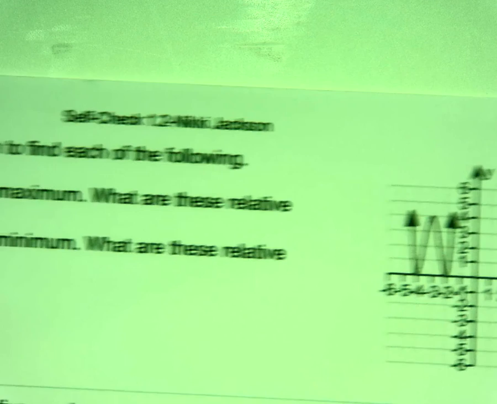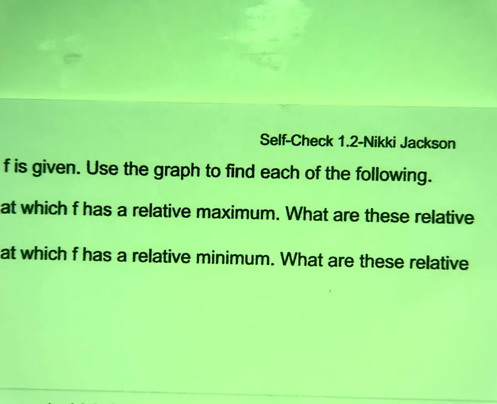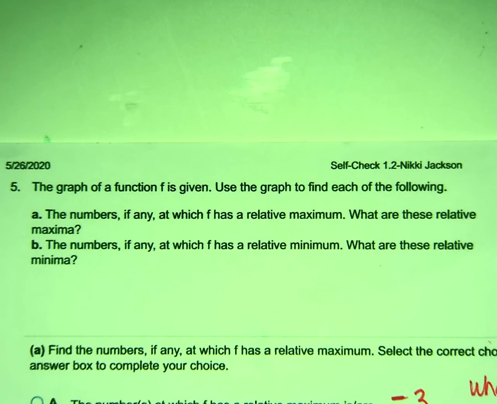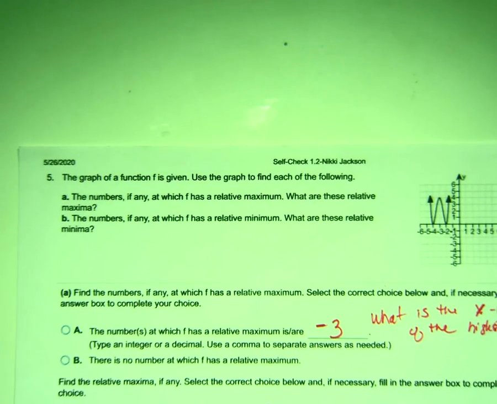And what is actually being asked for is the numbers, if any, at which f has a relative maximum, and what are they? And if the numbers have a relative minimum, what are these relative minimums? So let's go to part A, so you can see both parts. And again, my apologies for my handwriting. So it's saying find the number of relative maximum.